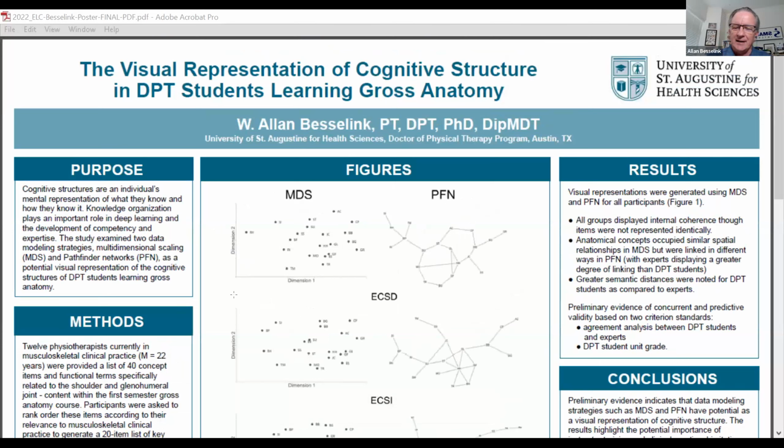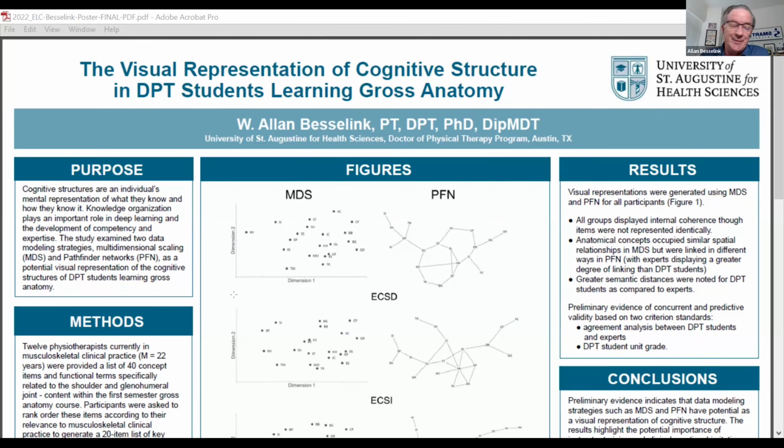So the poster was presented at the Education Leadership Conference in Milwaukee last fall for physical therapists. And this was a derivative product from my Ph.D. research. My interest is in gross anatomy education. I teach gross anatomy 1 and gross anatomy 2 in Austin.